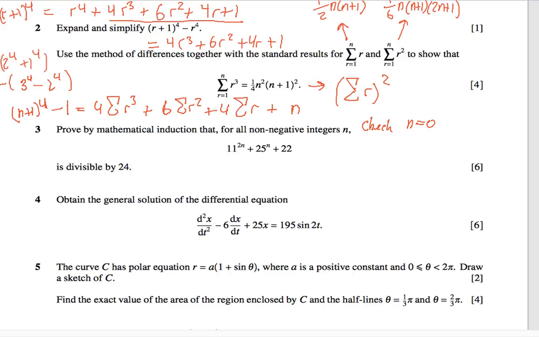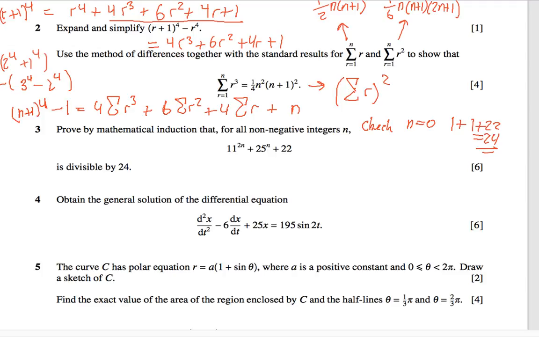So check the n equals 0 case. We have 11 to the power of 0, which is just 1, 25 to the power of 0, which is just 1, plus 22, that is 24. So it's obviously divisible by 24. So the n equals 0 case works.